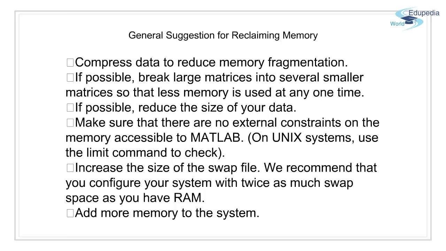Fourth step is to make sure that there are no external constraints on the memory accessible to Matlab. This happens on Unix systems, where you can use the limit command to check whether there is a limit to the memory that has been allotted to Matlab. Fifth is to increase the size of the swap file. We recommend that you configure your system with twice as much swap space as you have RAM. Sixth and the last option is to add more memory to the system. The more the memory, the more the OS can allot to the program and to Matlab.